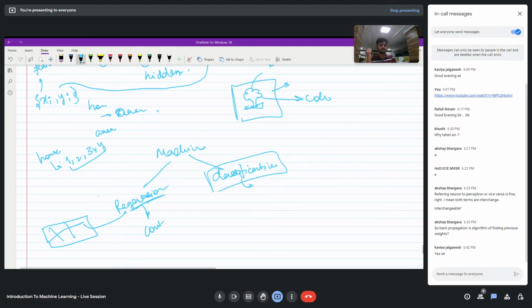Anybody else? Sir, what is the difference between clustering and clusters?